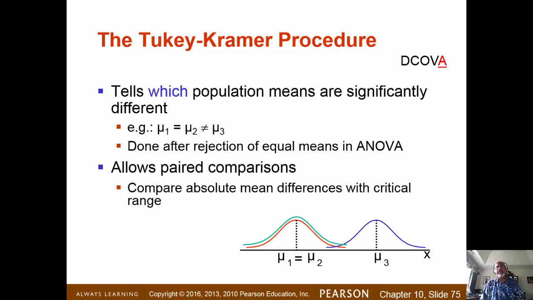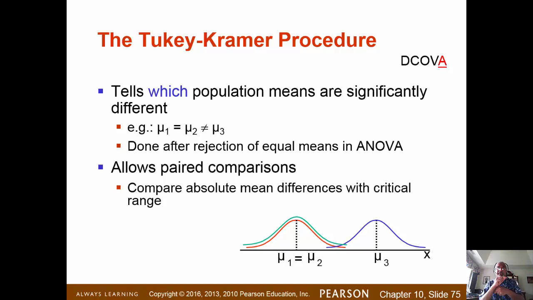Now if we reject the null hypothesis in the original ANOVA test, the null is that all the means are equal, and the alternative is that not all the means are equal. So if we reject the null hypothesis, then a question arises: which of those means is actually different? At the end of the ANOVA test, all we are saying is that not all the means are equal.